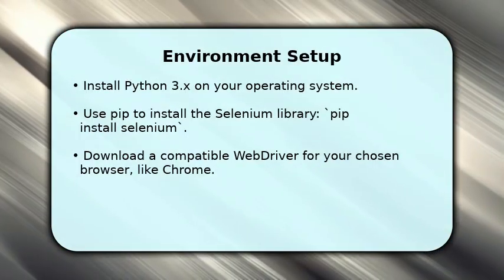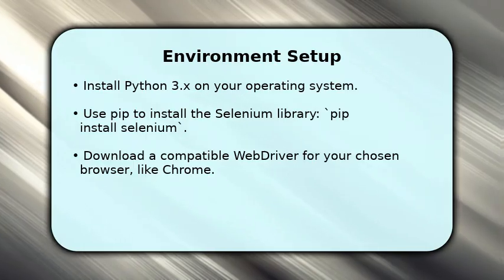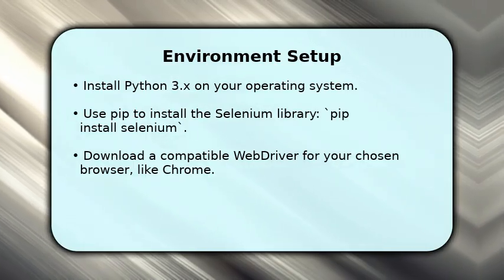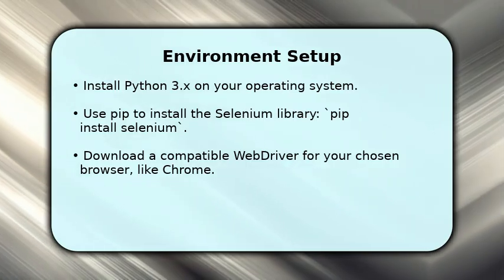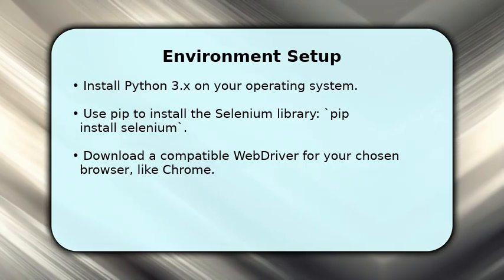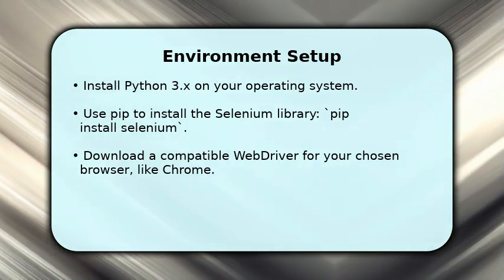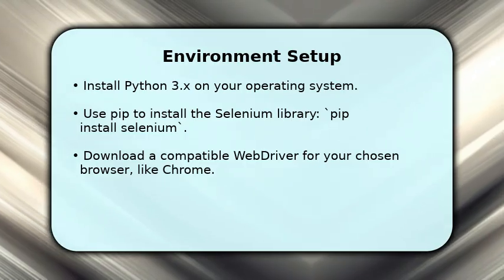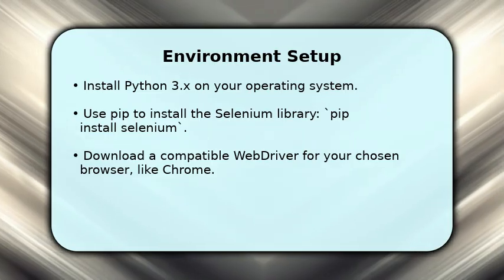Setting up your environment is the first crucial step. Ensure you have Python 3.x installed on your system. It's the foundation. Next, open your terminal or command prompt and use pip to install the Selenium library with the command pip install selenium. Finally, download the appropriate web driver for your preferred browser, such as ChromeDriver for Google Chrome, and place it in your system's path.